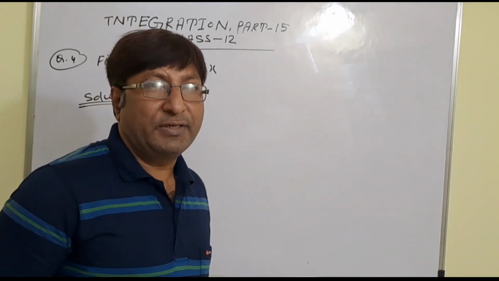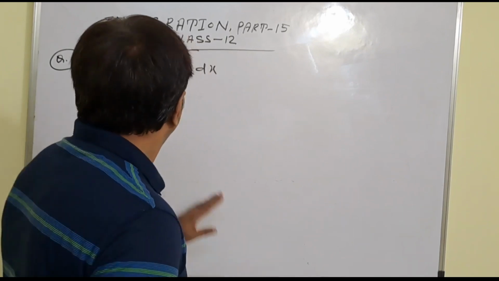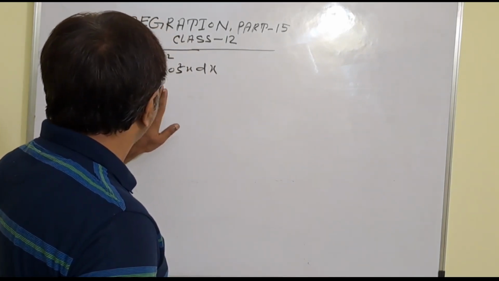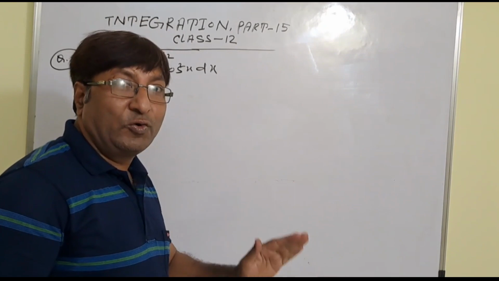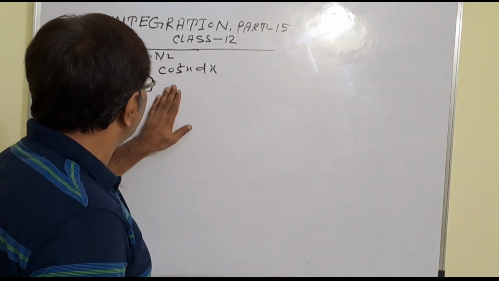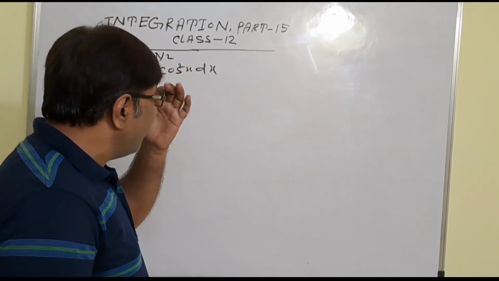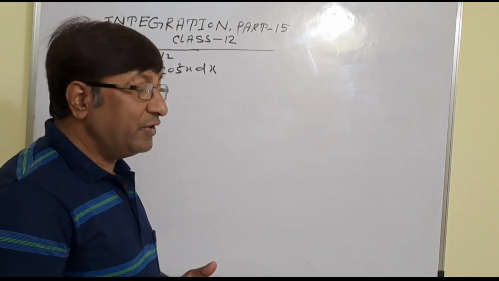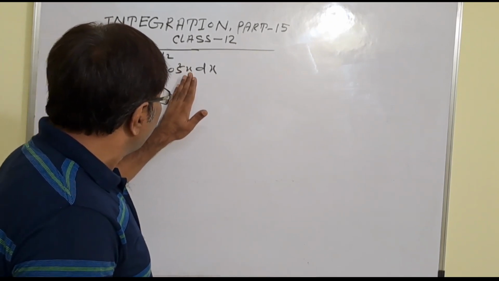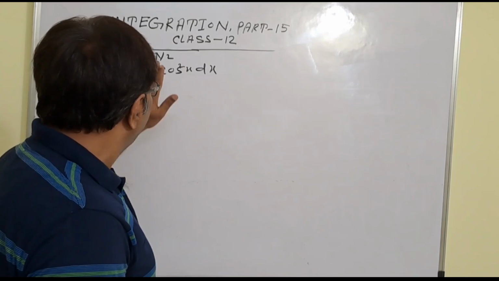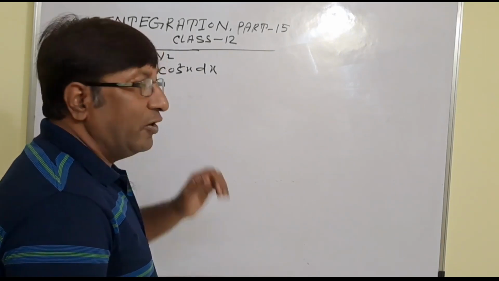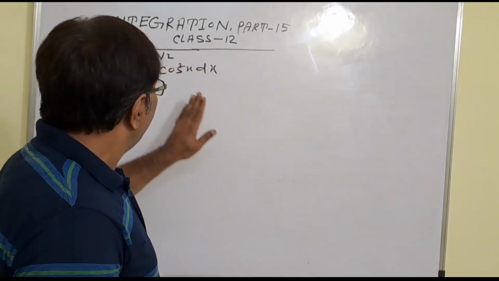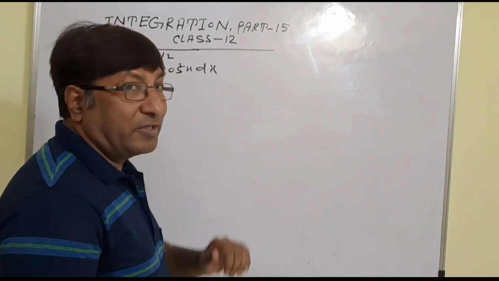Now see the next question, question number 4. Here the question is what? Find the integration of 0 to pi by 2 cos square x dx. So this is a definite integration. So first we are finding the integration of cos square x, and then upper limit pi by 2 and lower limit 0 we will use. So finding the integration of cos square x.